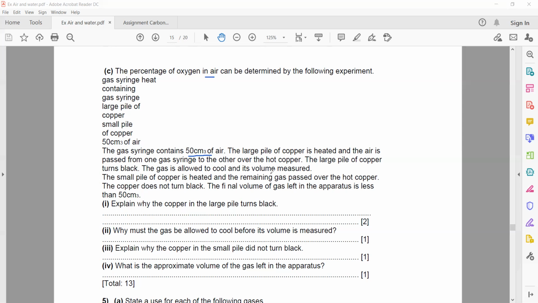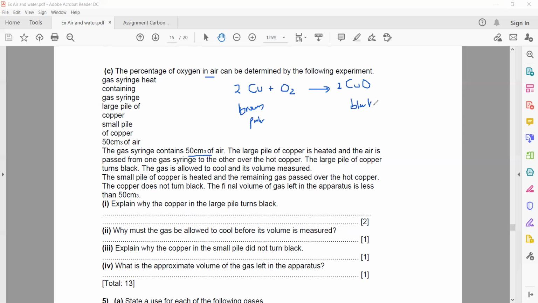Then the gas is allowed to cool and the volume is measured. The small pile is heated and the remaining gas is passed over the hot copper, but that copper does not turn black. So basically, why did the copper turn black? Because the copper is reacting with oxygen which is present in the air, and it will form copper oxide. Copper is originally brown or pink in color. Appearance of the copper, brown or pink, is acceptable. And what is the appearance of copper oxide?